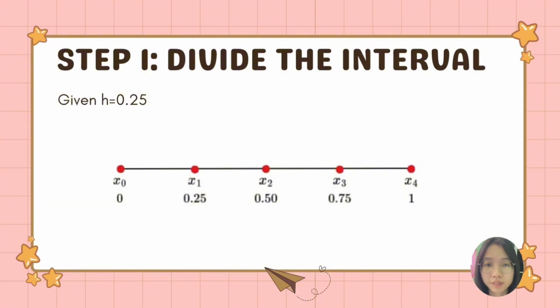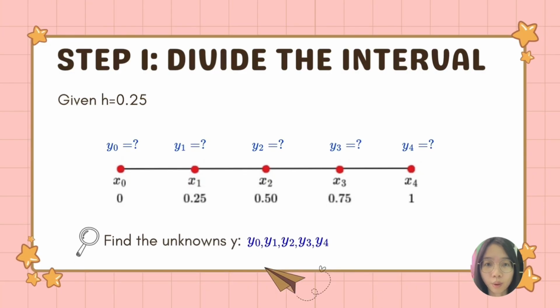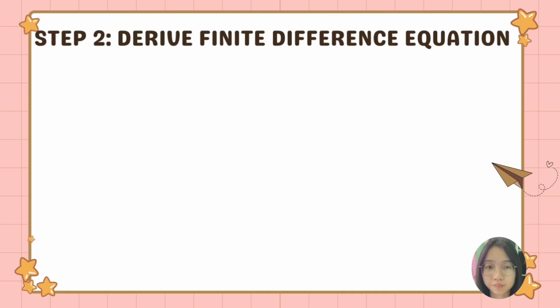And at these grid points, the values of y are unknown. Therefore, we need to find the unknowns y, which are y0, y1, y2, y3, and y4. Okay, next, we derive the final difference equation.